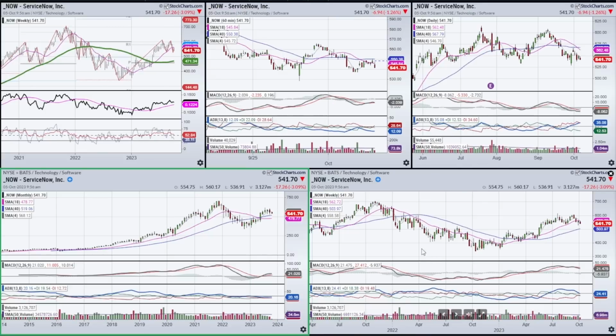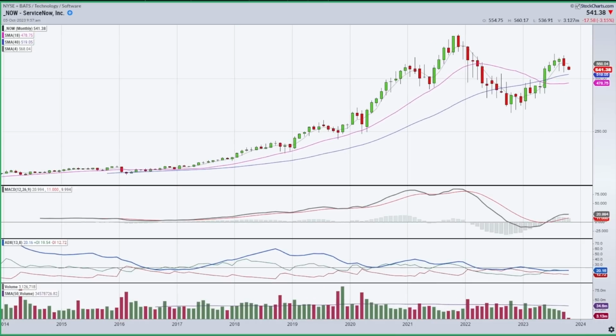Okay, let's look at service now. I do want to keep on the theme that I had here. Look at this respect for the 18-month. I mean, and then we break it and we go through our bear market and then we turn back up.